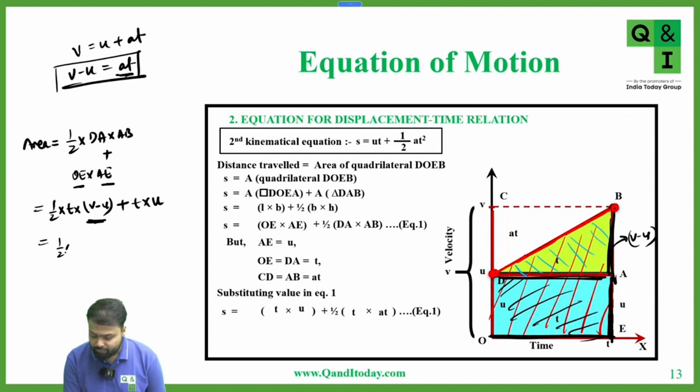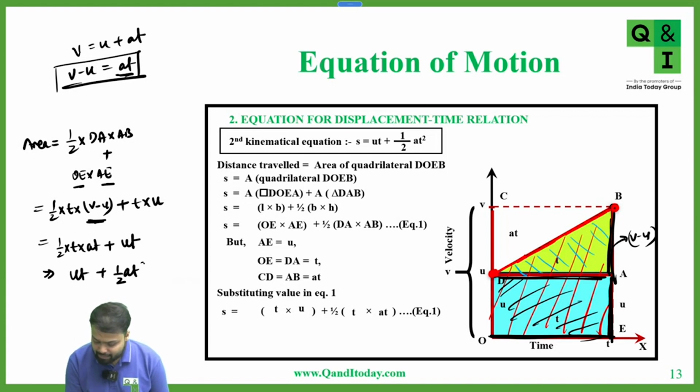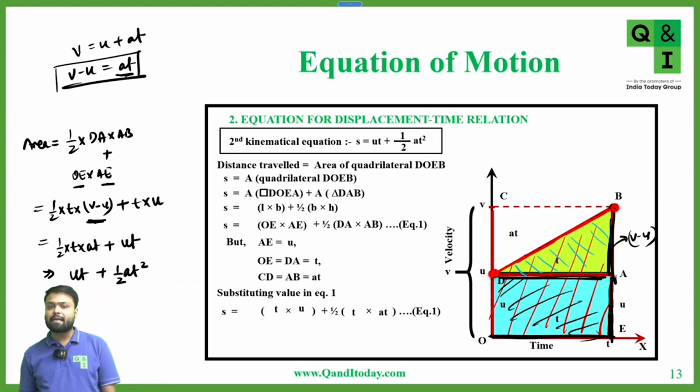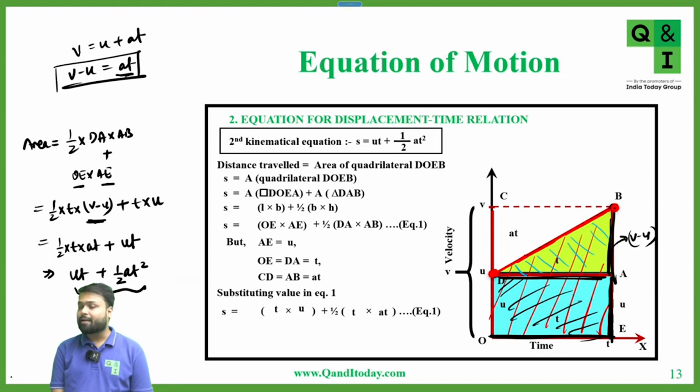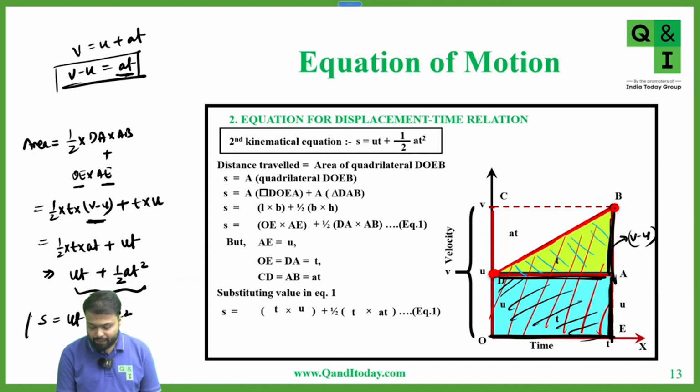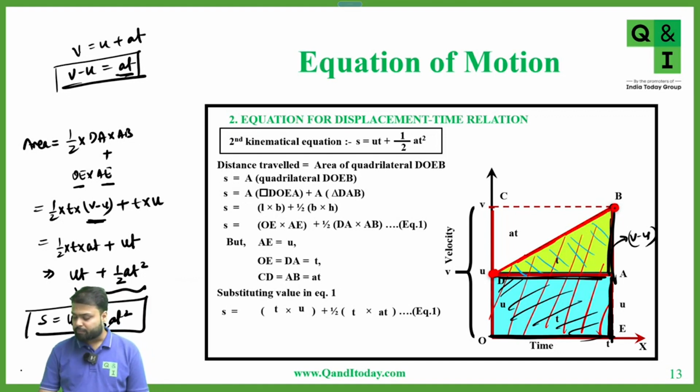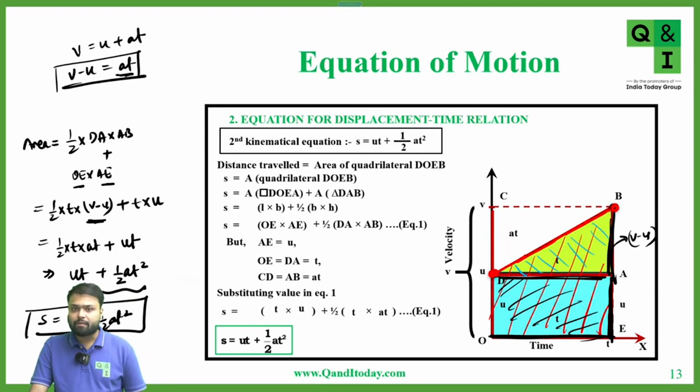So this is half t into at plus ut. Now this is equal to ut plus half t into at, which is half at square. And we know the area of the velocity-time graph is displacement. So this total ut plus half at square is equal to displacement. So s is equal to ut plus half at square, which is your second equation of motion.